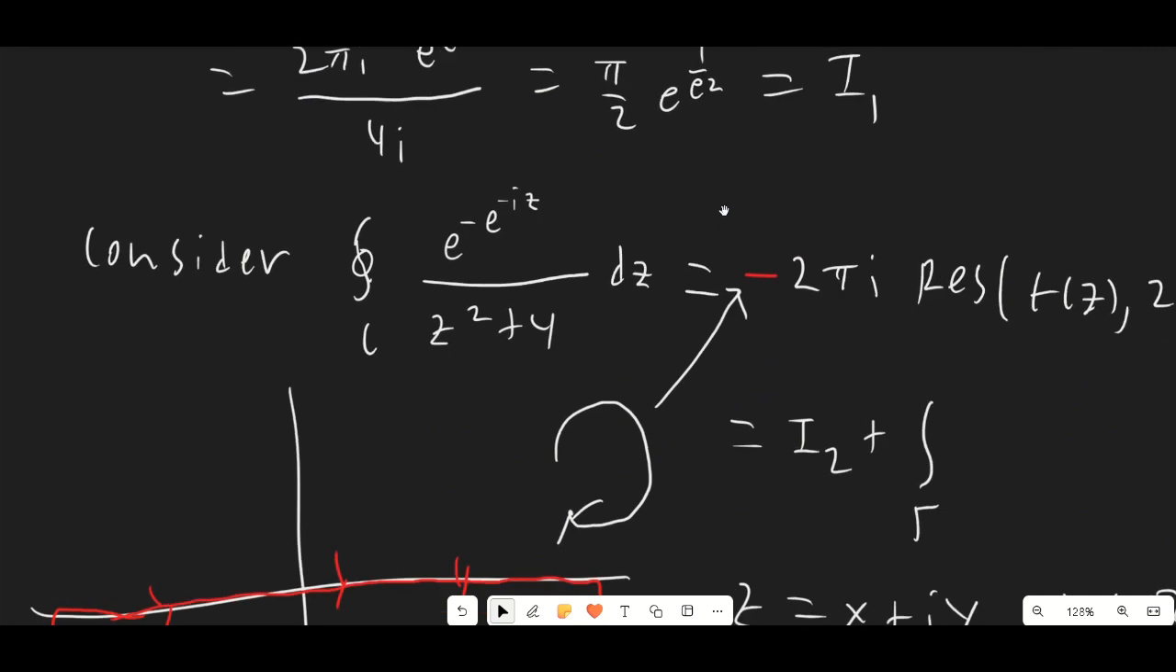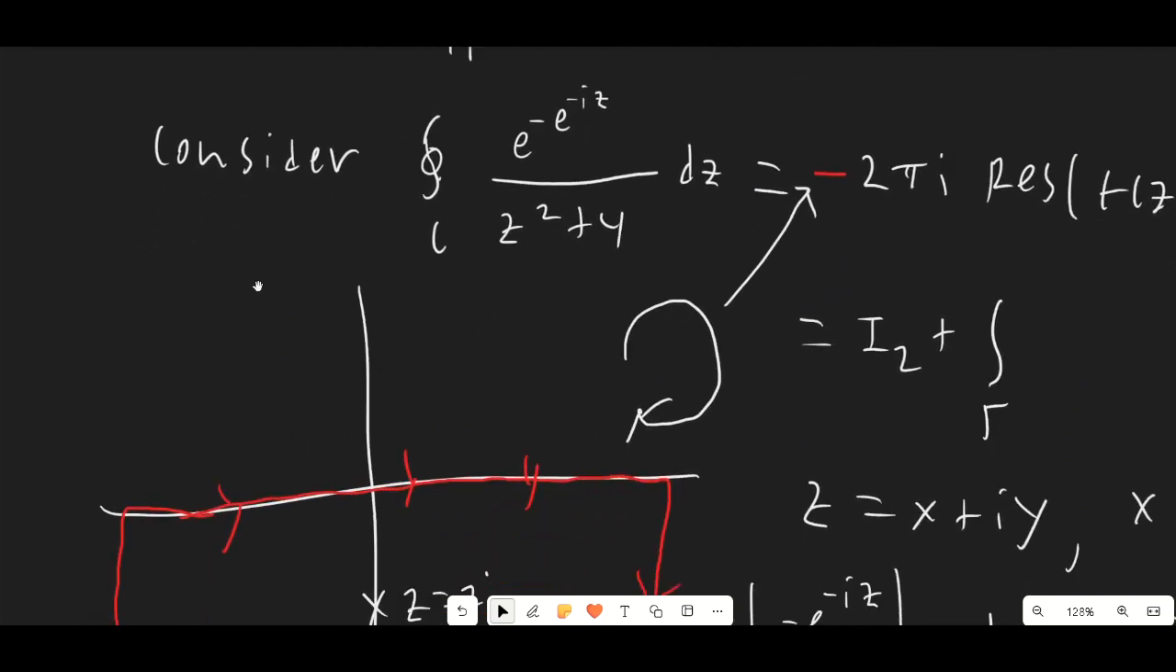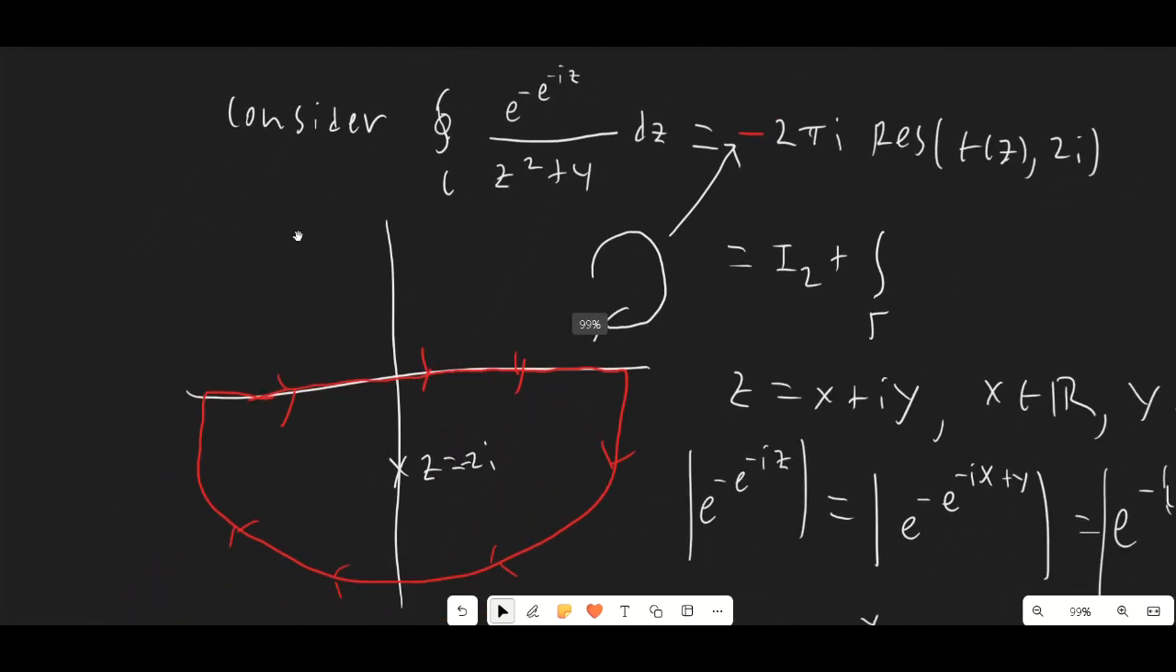Now we're going to go ahead and calculate our second integral I2, and though there was a way that we could put this in the upper half plane, it's actually going to be a little bit easier to do this in the lower half plane. And the reason for this is our function e to the negative iz is going to be bounded in the lower half plane, but in the upper half plane, it's going to be unbounded. So this works out to our benefit.